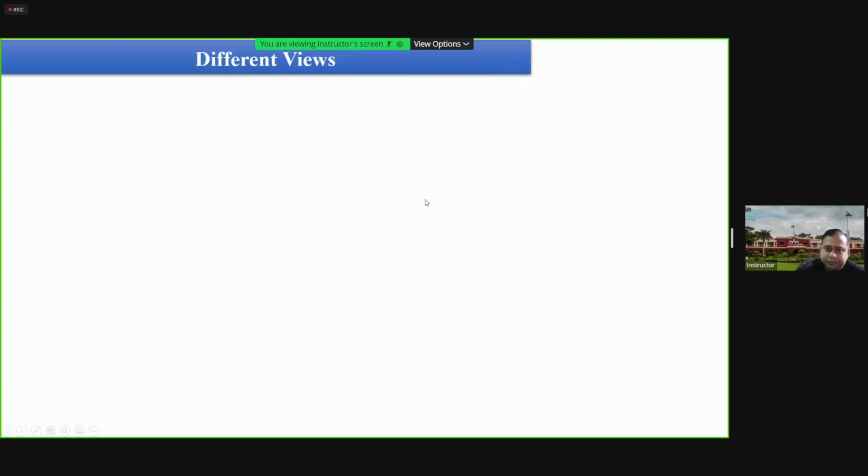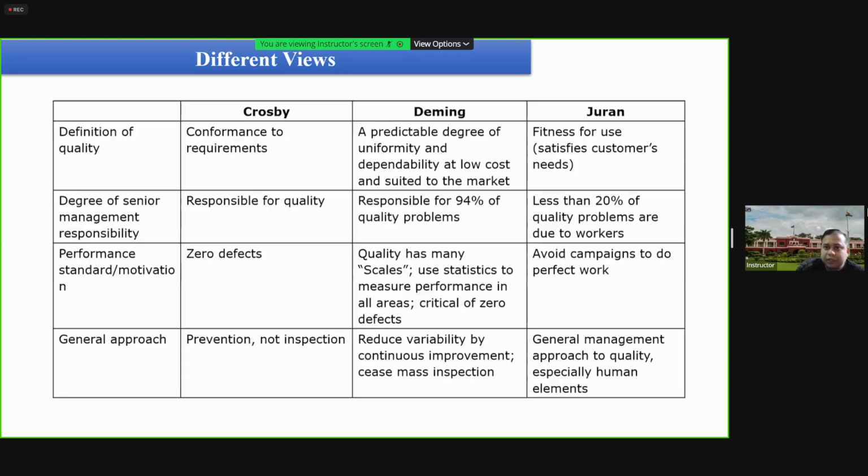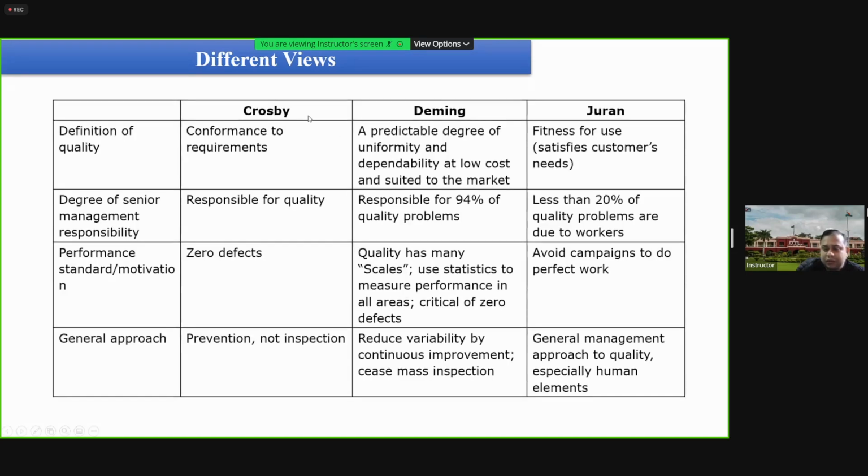And as I was saying, there are different quality gurus, and they have certain different views and certain common views regarding quality management, or what quality is from their perspective and what should be done. Three important quality gurus and their views are mentioned here: Philip B. Crosby, Deming, and Mr. Juran. And accordingly, they gave different definitions of quality.